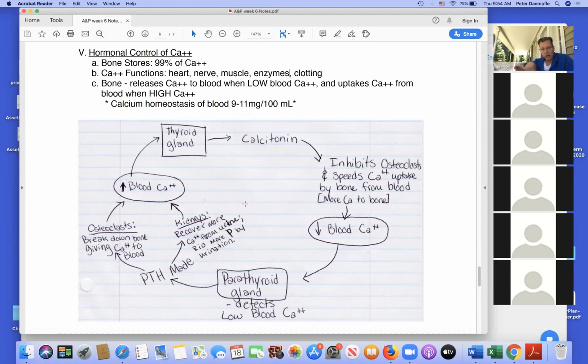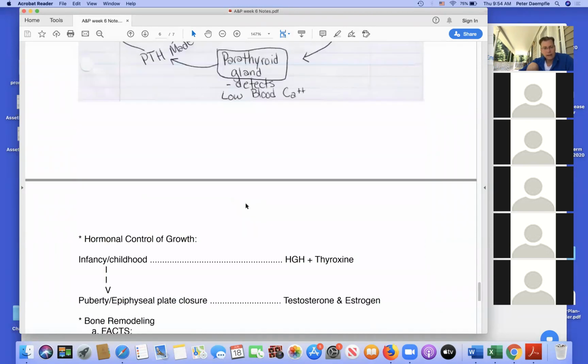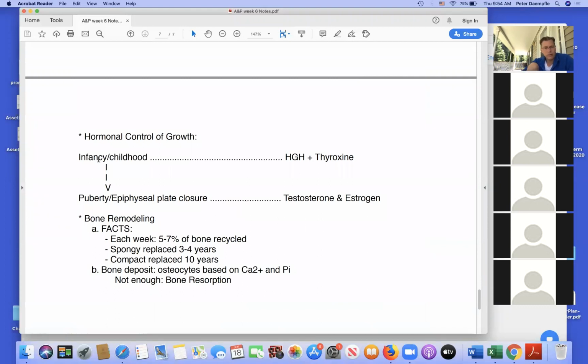And it's this physiology that you see before you that makes sense, right? The antagonism between calcitonin and PTH in controlling blood calcium levels. Last but not least, I want to talk about other hormones involved in growth. Human growth hormone and thyroxine act together, we say synergistically, to grow children from infancy to childhood up and through puberty. Your growth of your bones, length and width, is due to human growth hormone and thyroxine.